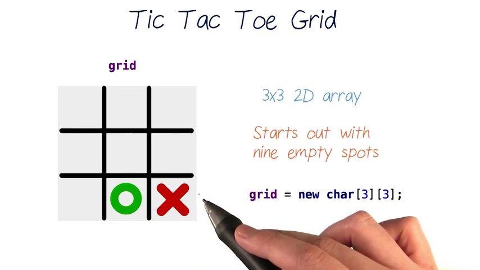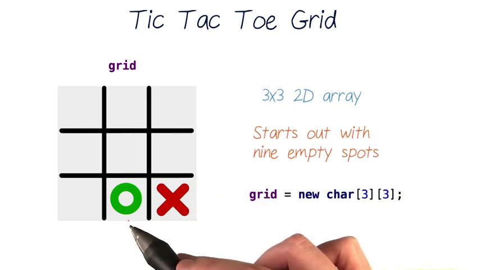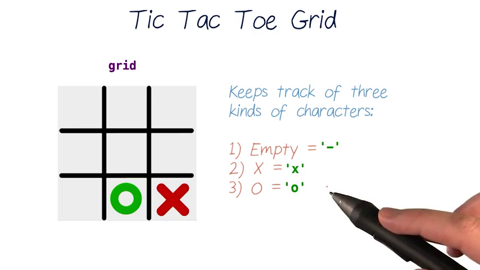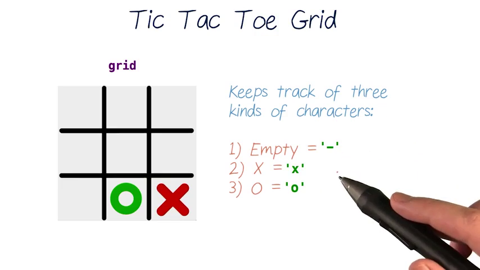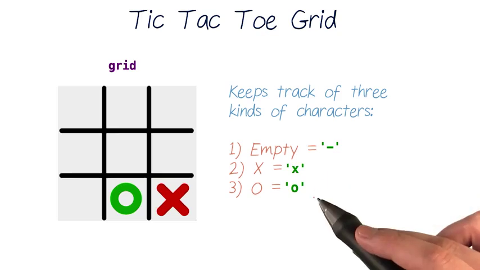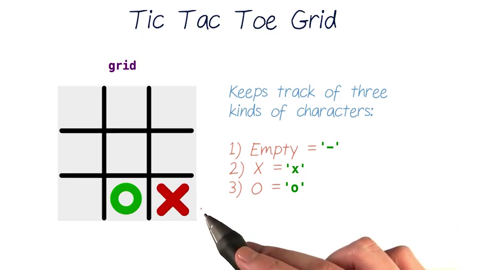So at any time, a spot can either be empty, have an X in it, or have an O in it. And in our code, the grid array keeps track of these 3 possibilities with 3 different characters. An empty spot is represented by the dash character, and X's and O's are just their own lowercase letter. And each character in this grid is stored in an index in our 2D array.